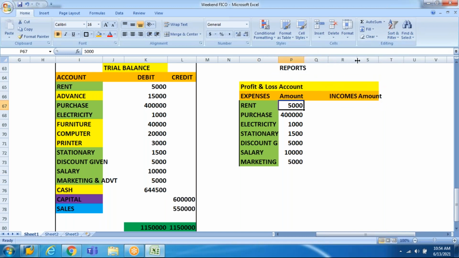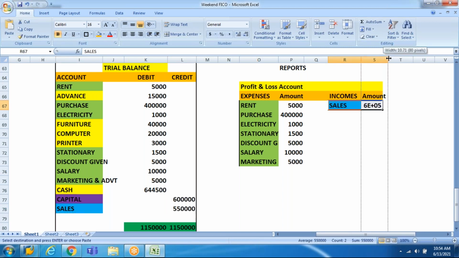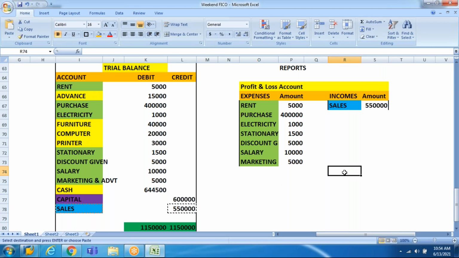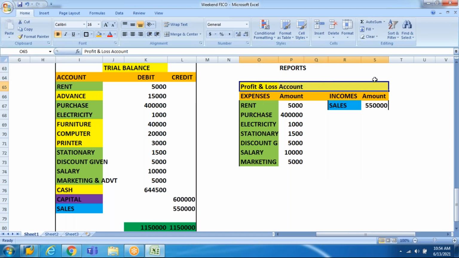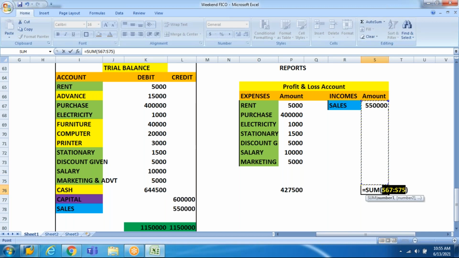What are the incomes we have? We have a single income, sales. Anything else we have? Nothing, right? So what I'll do, I'll calculate the totals for this. Let me do a total on the debit side. Let me do a total on the credit side.